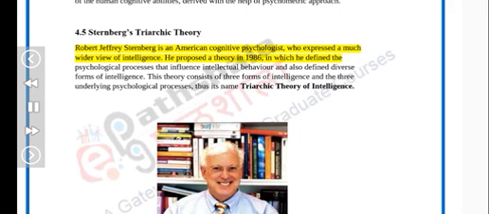4.5 Sternberg's triarchic theory. Robert Jeffrey Sternberg is an American cognitive psychologist who expressed a much wider view of intelligence. He proposed a theory in 1986, in which he defined the psychological processes that influence intellectual behavior and also defined diverse forms of intelligence. This theory consists of 3 forms of intelligence and the 3 underlying psychological processes, thus its name, triarchic theory of intelligence.